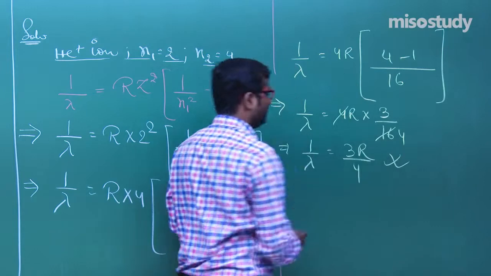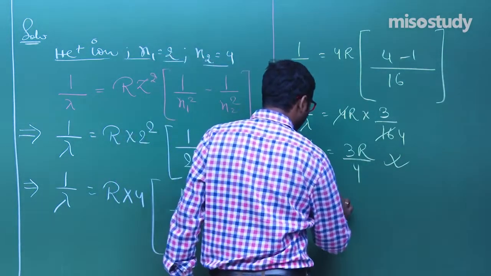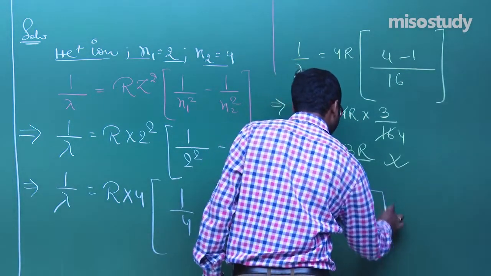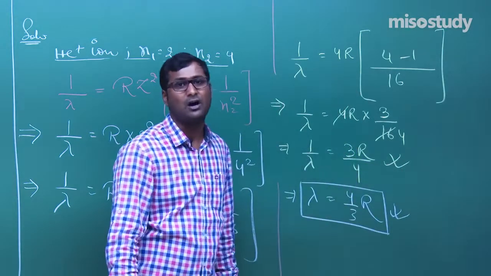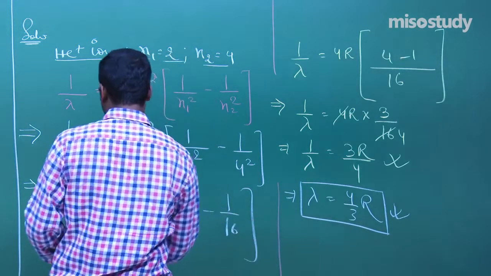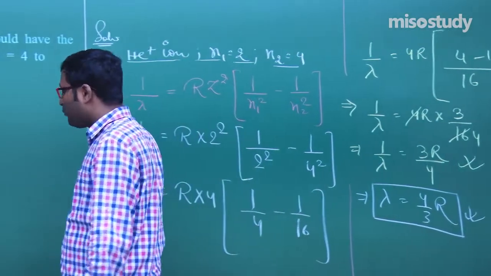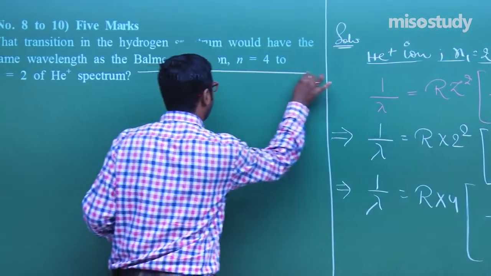This is the lambda value, or you can say lambda is equal to 4 by 3R. This is the value of lambda, and this lambda is exactly equal to which transition of hydrogen atom? That is the question. Now I am moving here, check it out. This is the lambda. I am moving slowly. Now, is it visible?